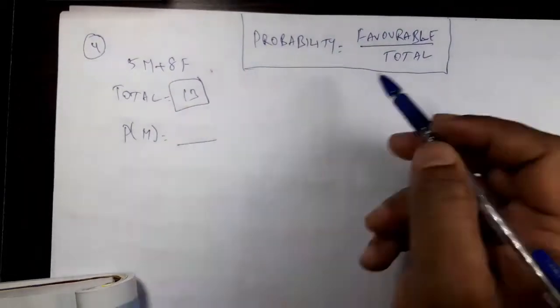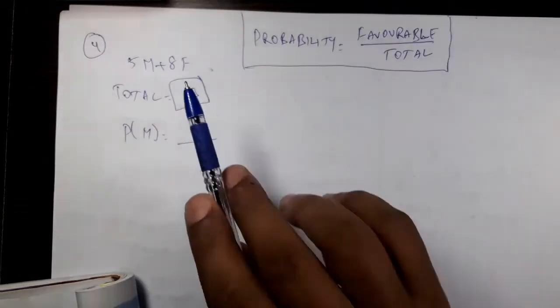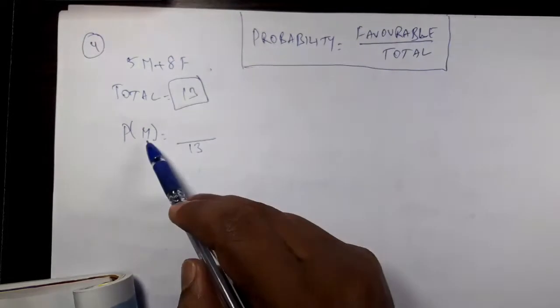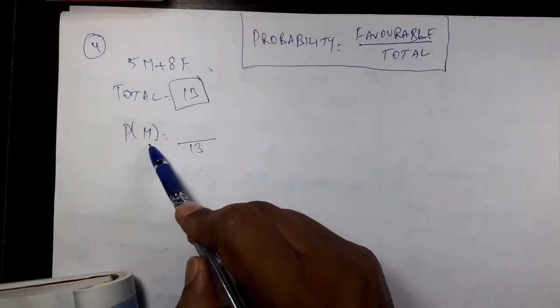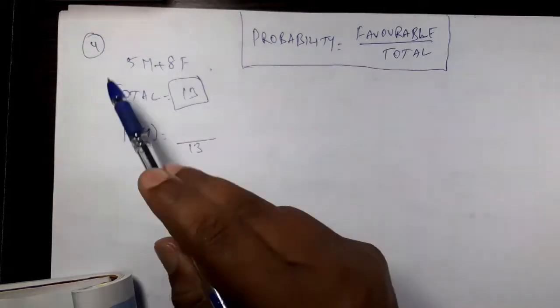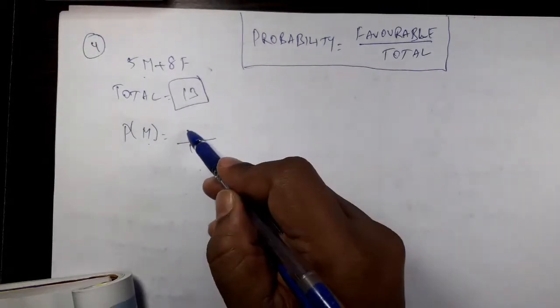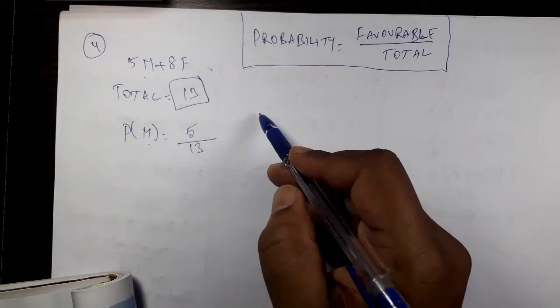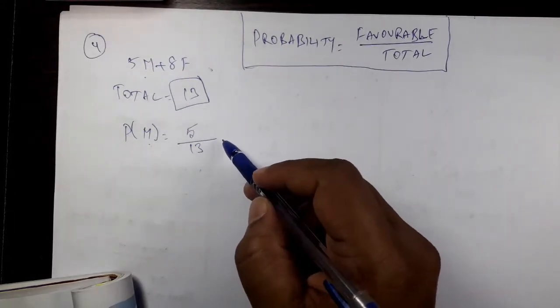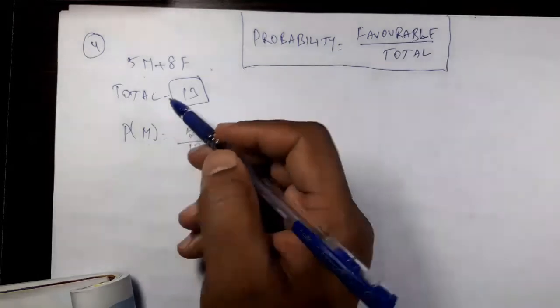Coming to the formula, denominator is total. Total number is 13. Coming to numerator, favorable. How many are favorable to this event? What is this event? Getting male fish. How many male fishes are there here? Out of this 13, 5 are there, right? So favorable number of outcomes is 5. So your answer is 5 by 13.